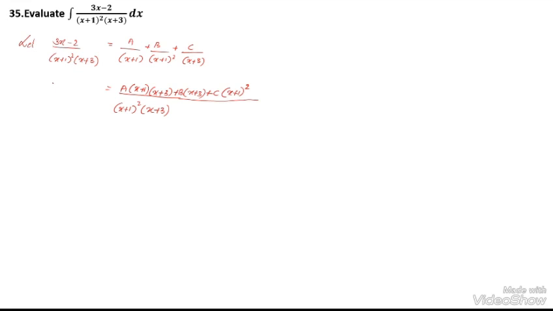Now on the left hand side, (3x minus 2) divided by (x plus 1) whole square into (x plus 3). By cancelling the denominators, you will get 3x minus 2 is equal to a into (x plus 1) into (x plus 3) plus b into (x plus 3) plus c into (x plus 1) whole square. Now we have to calculate the values of a, b and c here.